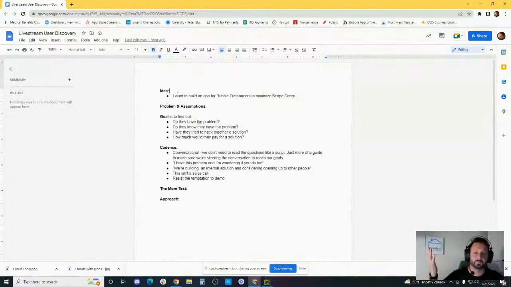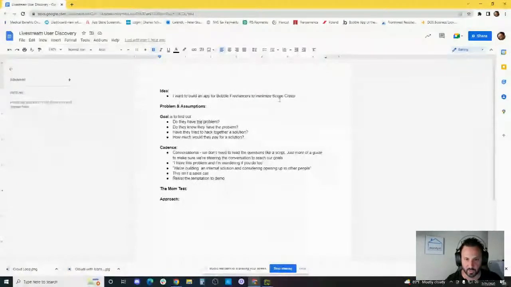So the solution that I had, or the idea that I had, is I want to build an app for Bubble freelancers to minimize scope creep. And I actually did this, and I've made a few missteps in even doing this that I'm going to point out along the way, because I certainly messed this up too. But I did learn a lot. I did learn the proper and improper way to conduct these kinds of user interviews, user discovery stuff. All right, so we'll start with the idea. I want to build an app for Bubble freelancers.